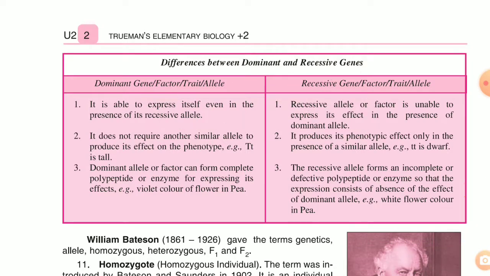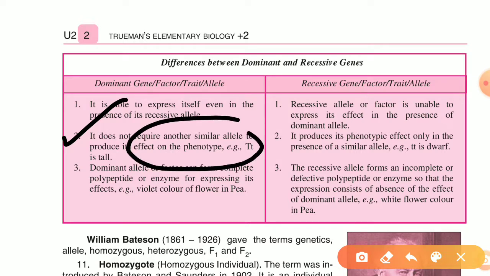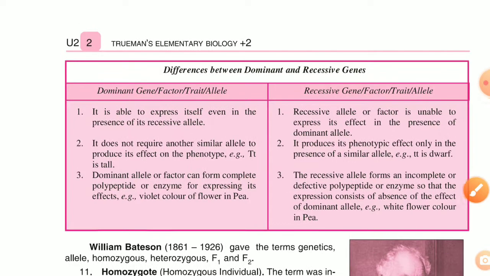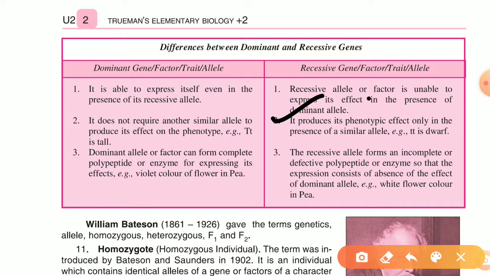Next difference क्या है कि it does not require another similar allele to produce its effect. That you know. अगर डोमिनेंट ये वाली कंडीशन है तो दूसरा अगर स्मॉल भी है तब भी ये डोमिनेंट वाला अपने आप को एक्सप्रेस करता है. इसको अपने आप को एक्सप्रेस करने के लिए दूसरा जीन अपने जैसे होने की ज़रूरत नहीं है. लेकिन रिसेसिव जीन अपने आप को कब एक्सप्रेस करेगा? रिसेसिव जीन विल एक्सप्रेस ओनली दैट टाइम व्हेन द अदर जीन इज ऑल्सो ऑफ रिसेसिव टाइप.